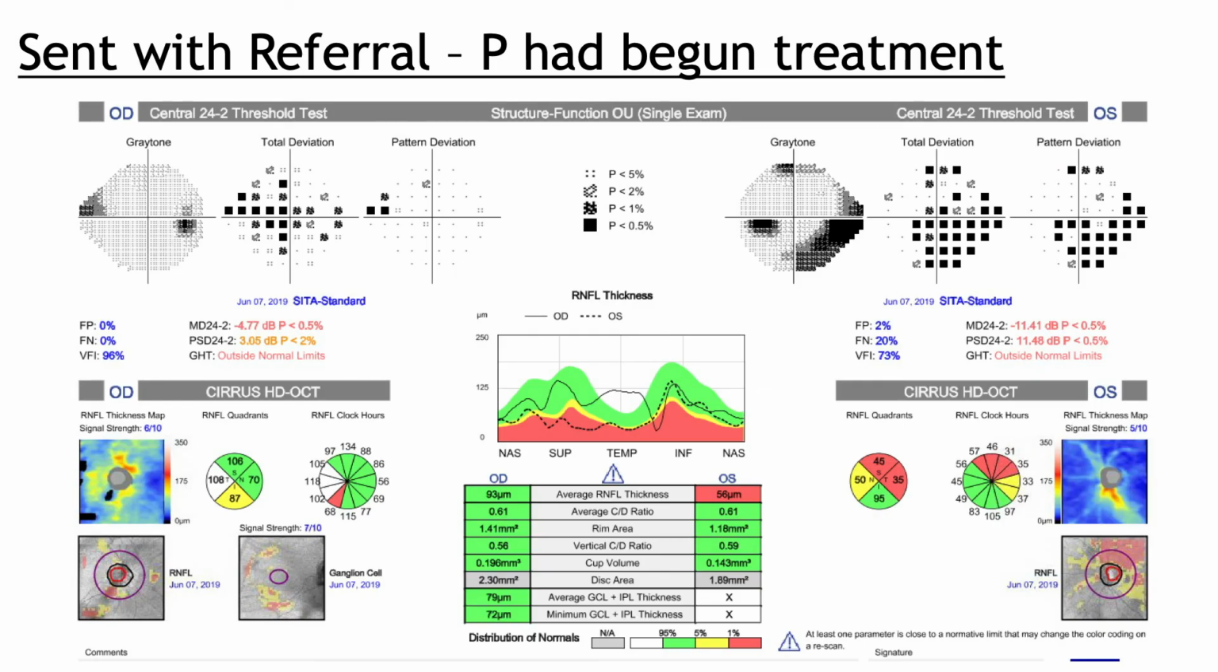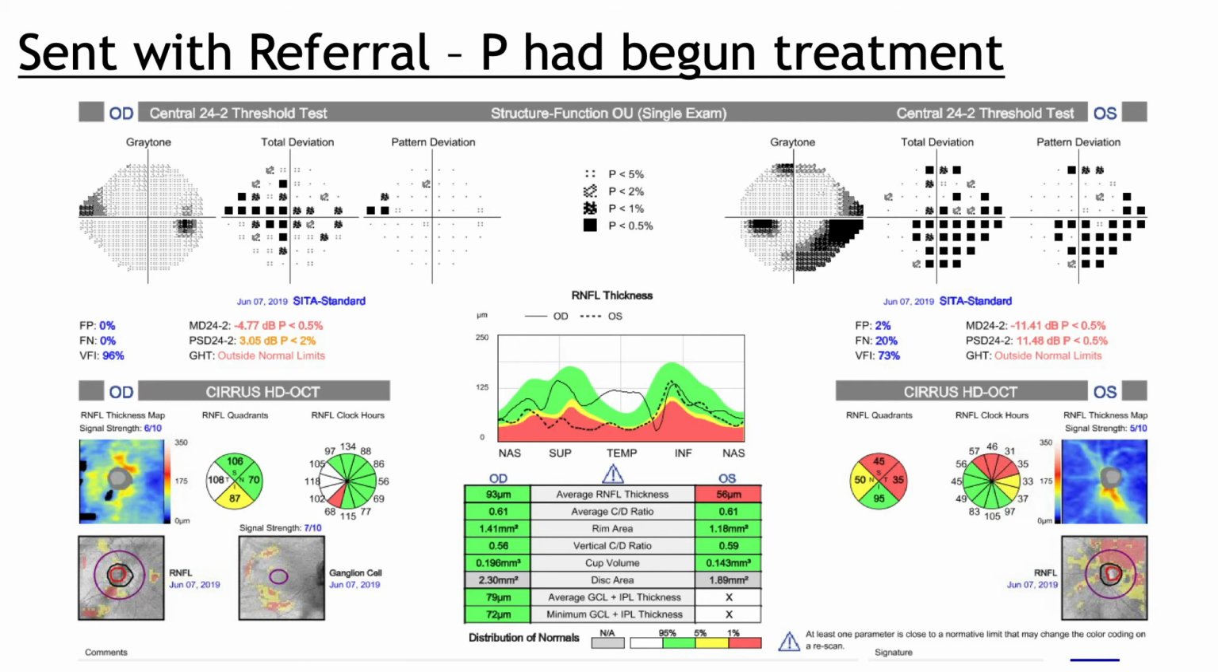This is a patient I saw just a couple of months ago, and I found her to be very interesting. She's a 58-year-old African-American woman with a family history of glaucoma and a pressure that was either 13 or 14. And she was sent in as a referral. She had already begun treatment on a prostaglandin analog. So let's just take a look at her.